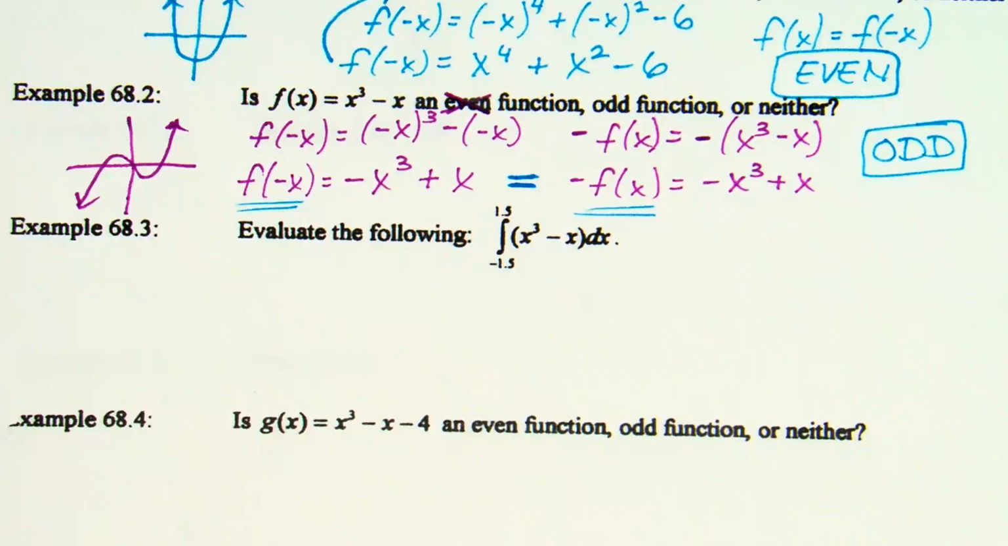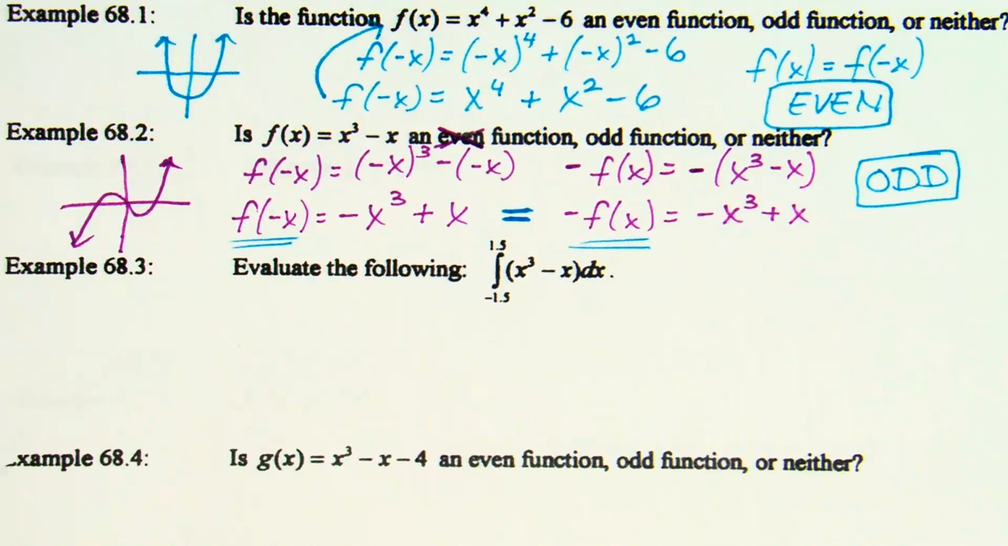Okay, example 3. Evaluate the following: the integral of x cubed minus x from negative 1.5 to positive 1.5. Shall we do some integration? Is this an odd equation that has some below the x-axis? Huh? Is that why it has some below the x-axis? Because it's an odd equation.